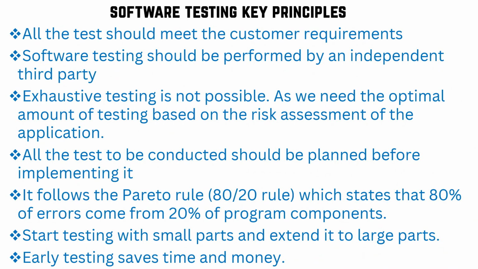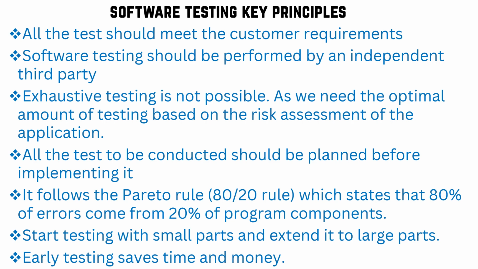It follows the Pareto rule or 80-20 rule, which states that 80% of the errors will come from 20% of the program components. That is very true in most software. So if you have good experience, you can easily understand the critical functionality of the application, specific to the requirement, the customer, or your project. You can identify those requirements or areas, give more focus there, and penetrate the testing, and hopefully 80% of the program defects can be found in the 20% critical area.